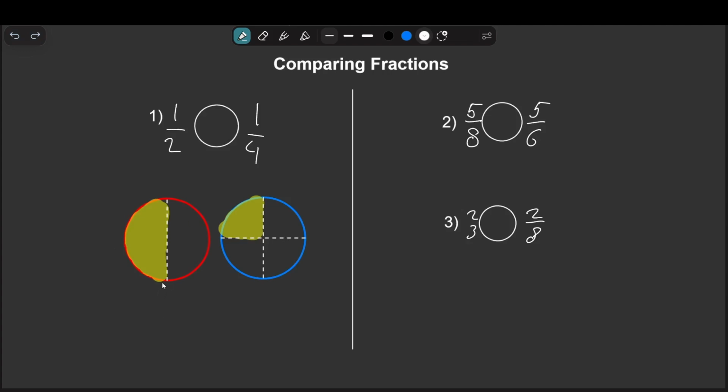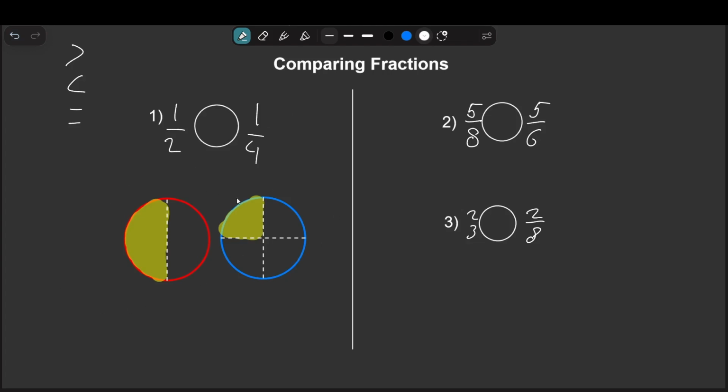As you can see, we have 1/2 and 1/4. Because the numerators are the same, we have to compare the denominators, because we can't compare the numerators since they are the same. When comparing, we have three answers we can get: greater than, less than, and the same. So this is greater than, less than, and if they are the same. Let's start with the first example, 1/2 and 1/4.